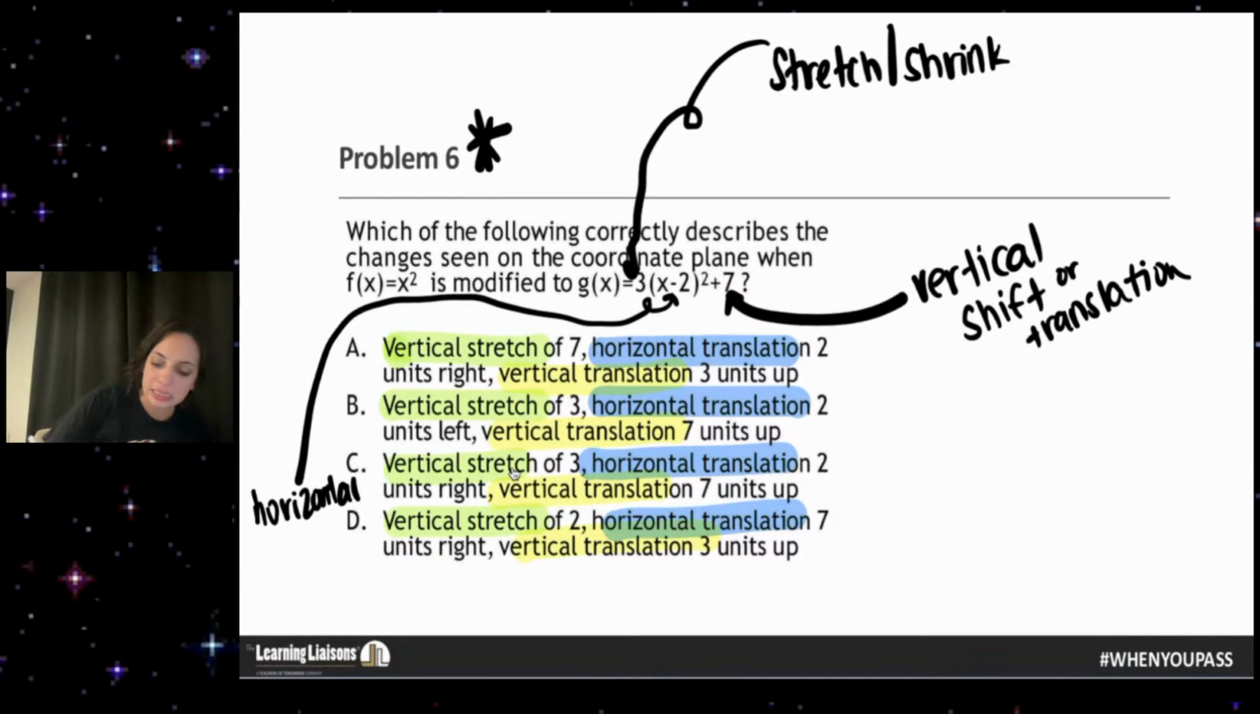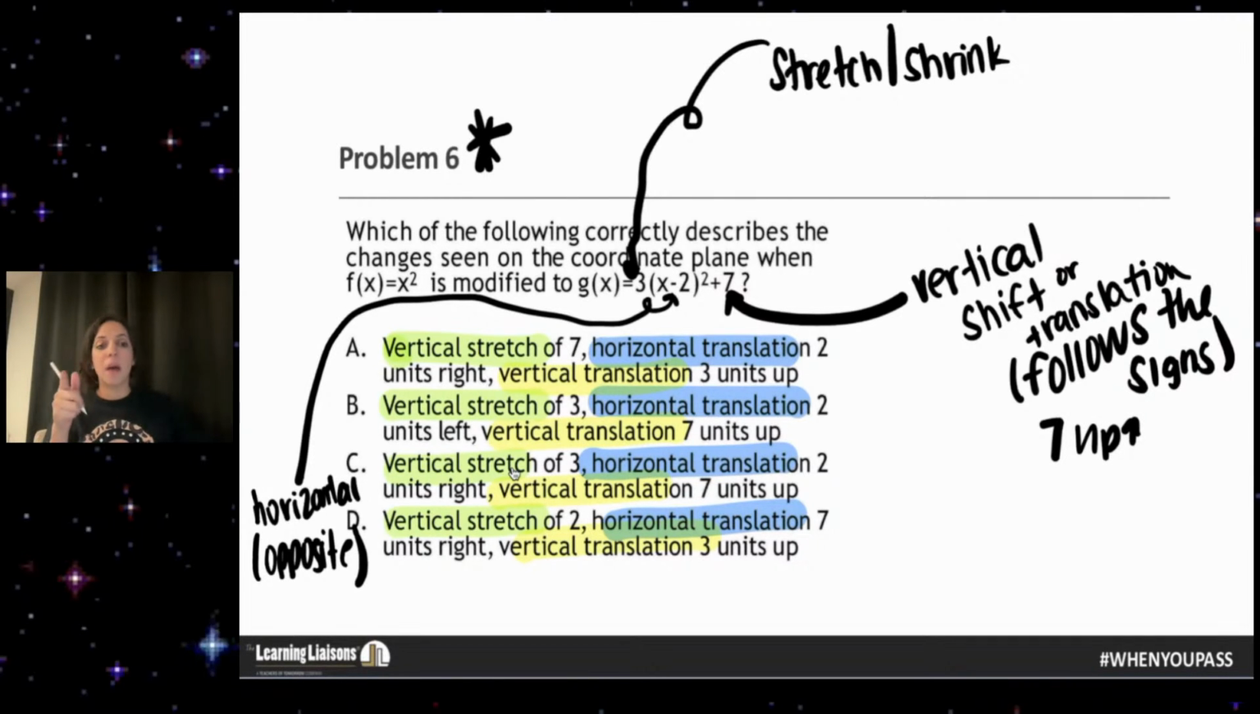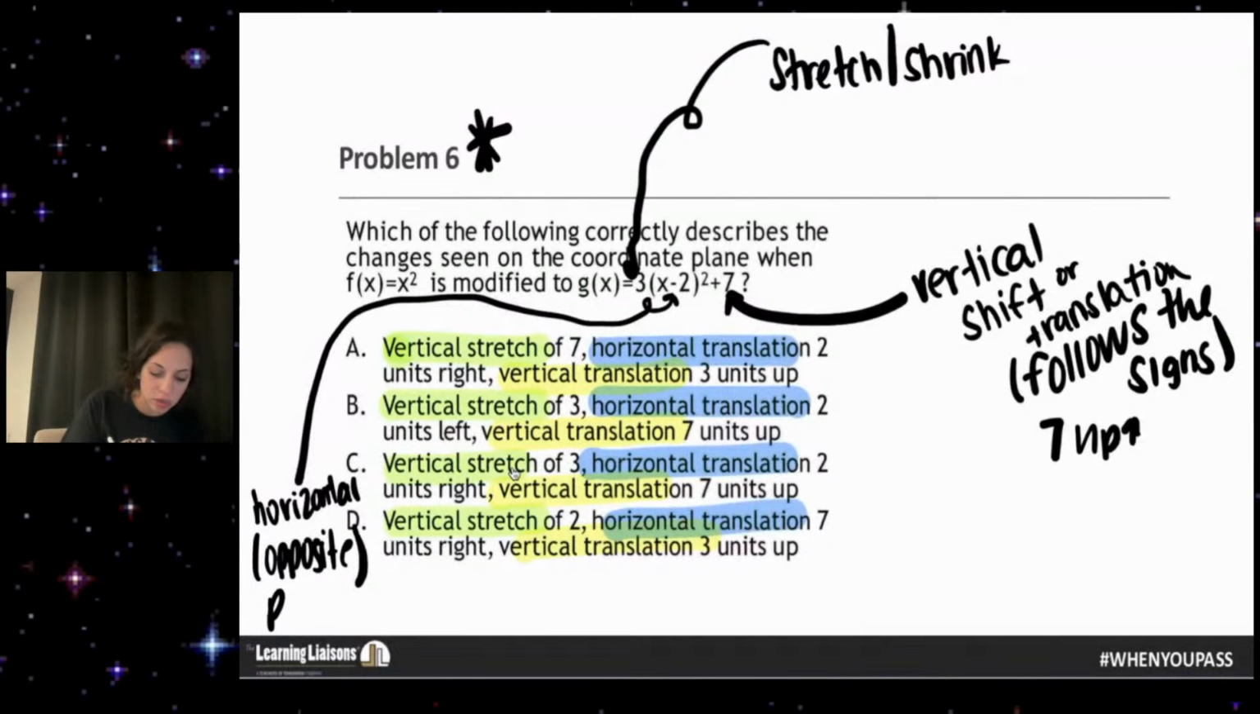So inside or outside follows the signs. Inside is opposite. So with that said, outside follows the signs. So this is going to be 7 up. Inside is opposite. So we would typically think of -2 as a left translation, but it's going to be a right translation. So this is going to be right 2.